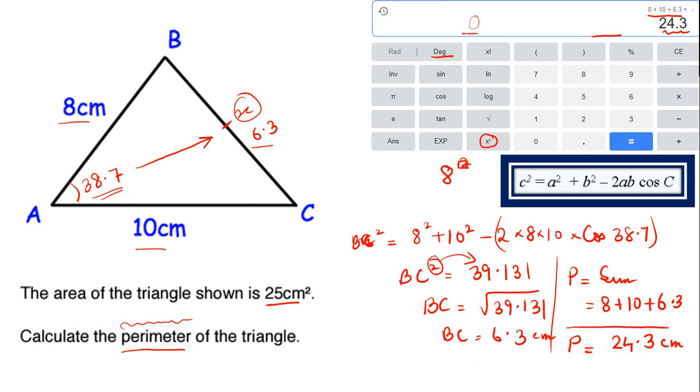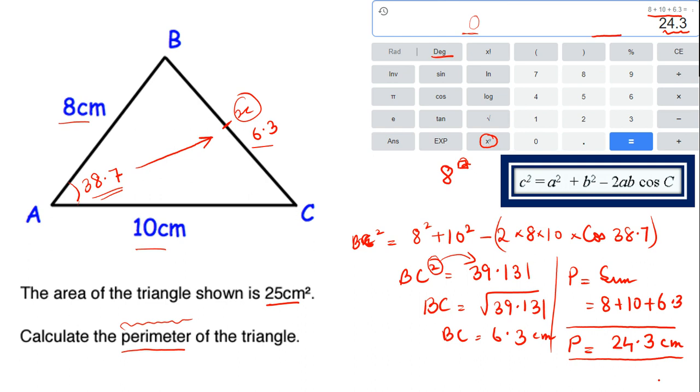The perimeter for a triangle, you always keep it as centimeter. The area is always in centimeter or meter square. It has to have a square, but perimeter just has a normal centimeter. So my final answer is 24.3 centimeters.